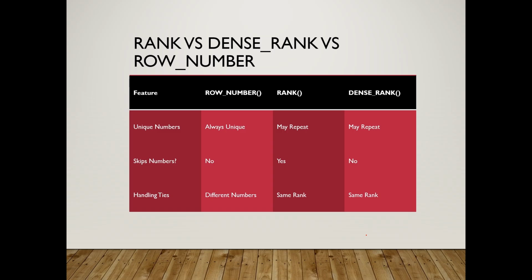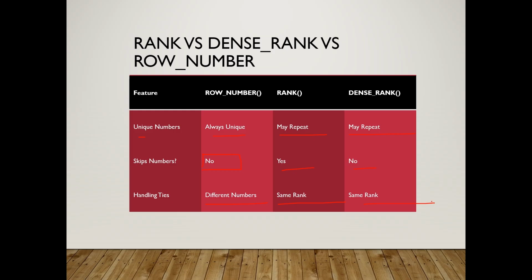Here is a comparison between them. ROW_NUMBER is always unique. RANK may repeat. DENSE_RANK may also repeat. For skipping numbers, ROW_NUMBER has no skipping, RANK does skip, and DENSE_RANK does not. Handling ties: ROW_NUMBER gives different numbers, while RANK and DENSE_RANK give the same rank.